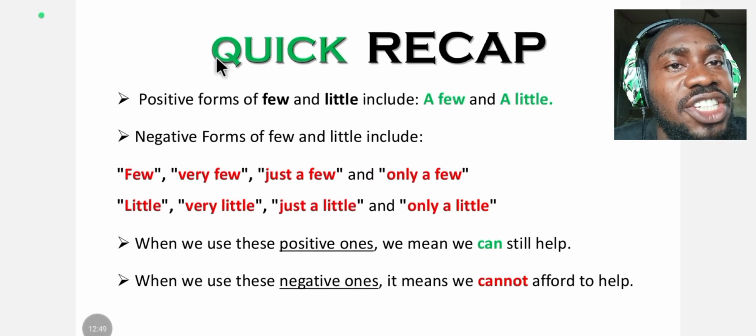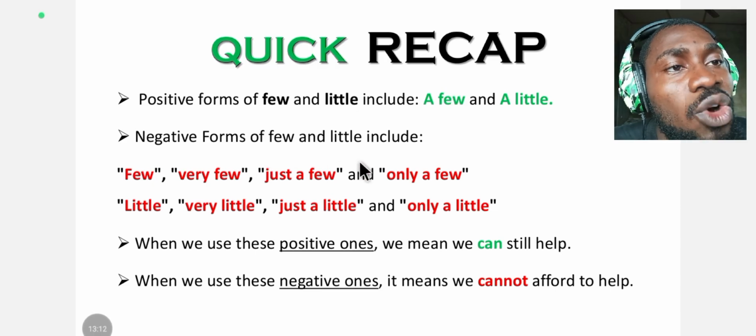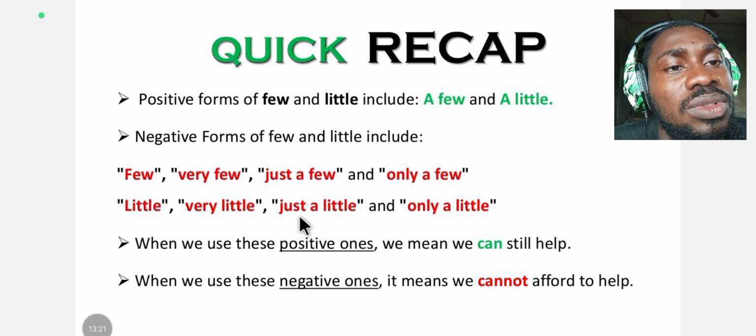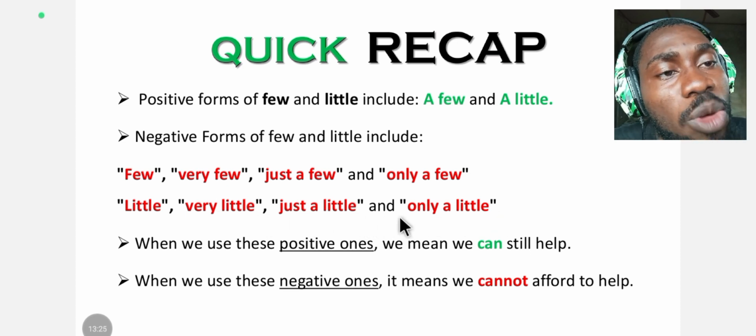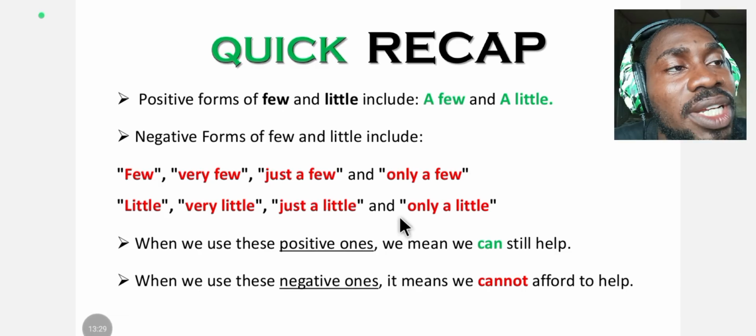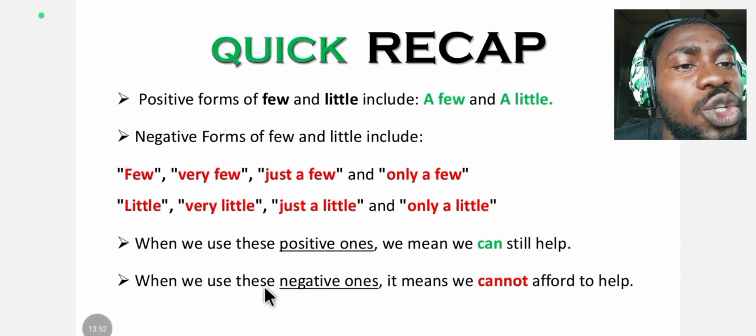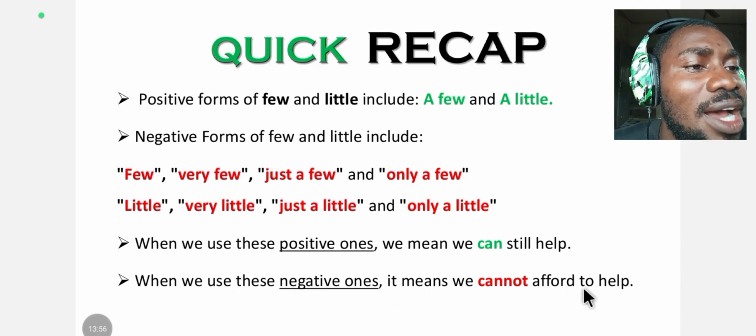A quick recap of this lecture: positive forms of few and little include a few and a little. Take note of the color codings. Negative forms of few include few, very few, just a few, and only a few. All the forms apart from a few are negative. For little, the negative forms include little, very little, just a little, and only a little. All forms apart from a little are negative forms. Only the positive forms are a little and a few. When we use these positive ones, we mean we can still help. When we use these negative ones, it means we cannot afford to help.